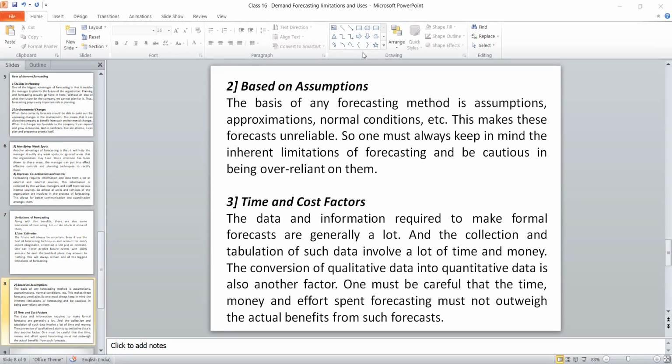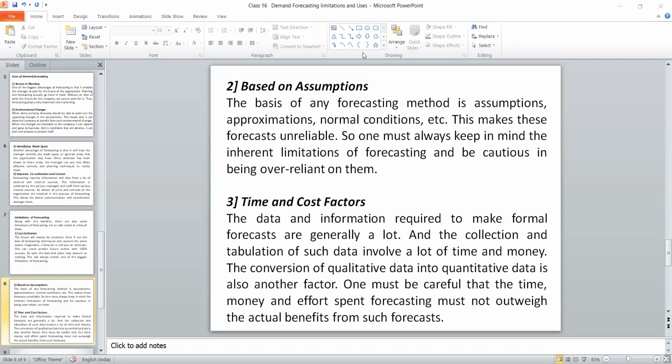Secondly, it involves some expenses. When you want to forecast something, you should collect the data, you have to interpret it, and you have to meet the people. Suppose when doing demand forecasting with primary data, definitely it involves some cost factor. For long-term forecasting, we have to invest lakhs. So this is a limitation of demand forecasting.